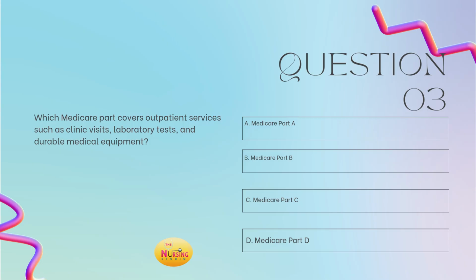All right, so here the question is the stem, right? So it states which Medicare part covers outpatient services such as clinic visits, labs, and DME. And your best answer is B. Medicare Part B handles your outpatient needs.